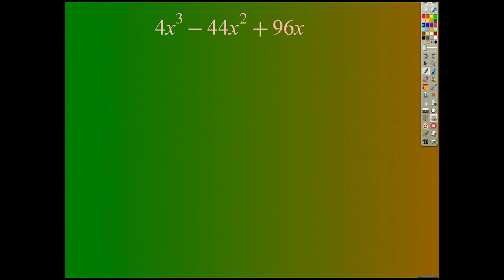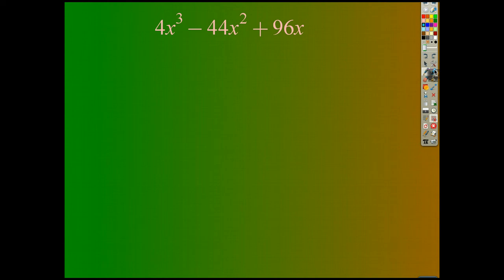Take a look at another one here. So we've got 4x cubed minus 44x squared plus 96x. So let's go ahead and factor this out. Well, I can look at this immediately and say, all right, these all at least are even, so I can factor out an even number at least, and then I can also factor out an x from all of them.